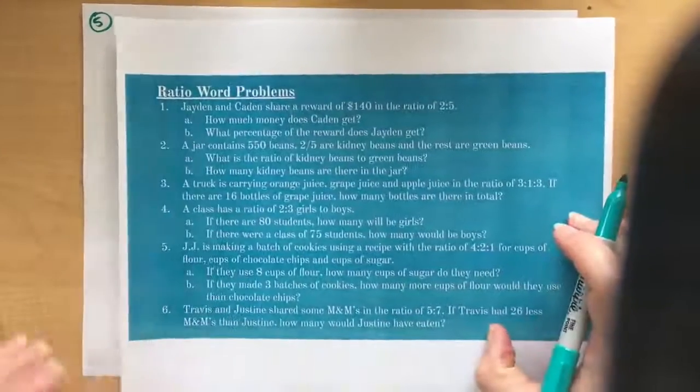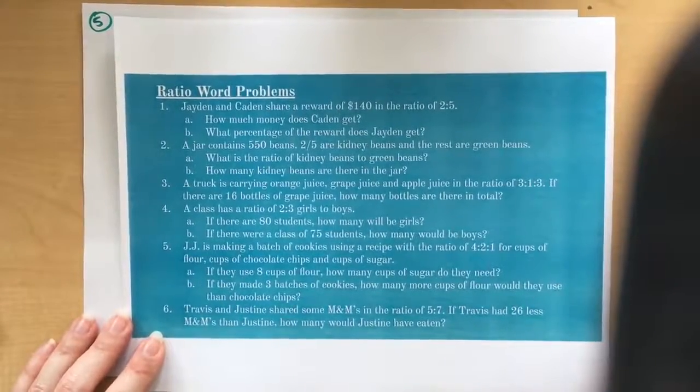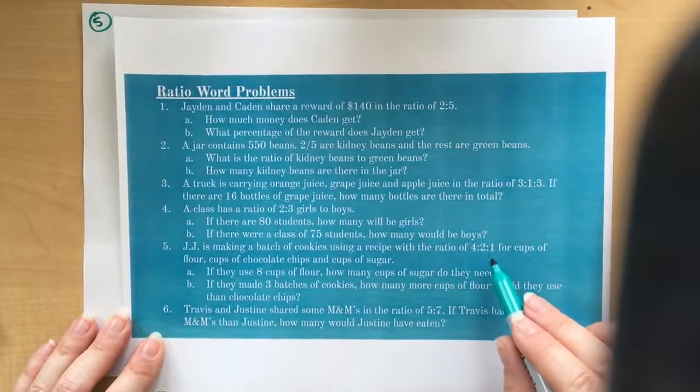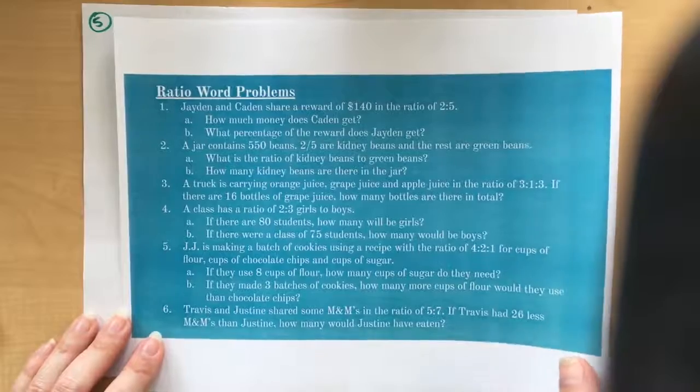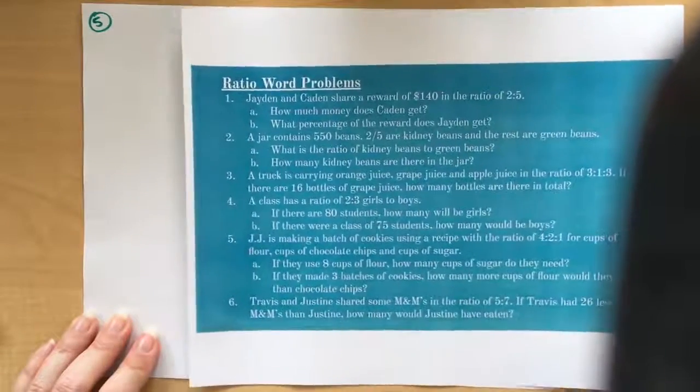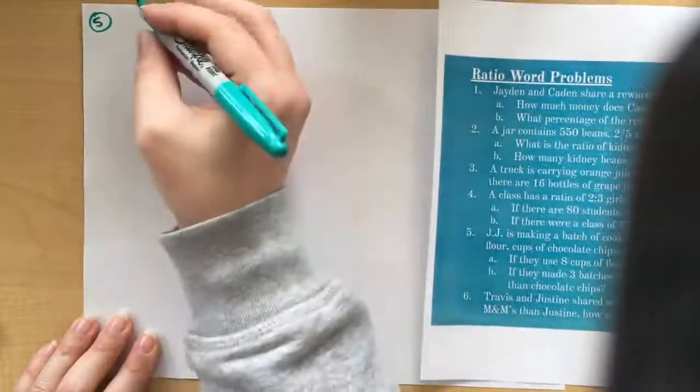Okay, JJ is making a batch of cookies using a recipe with the ratio of 4 to 2 to 1 for cups of flour, cups of chocolate chips, and cups of sugar. If they use 8 cups of flour, how many cups of sugar do they need? So let's just start by writing out what we know.